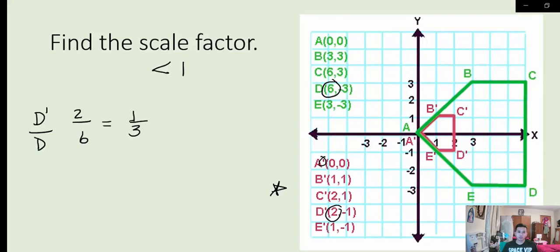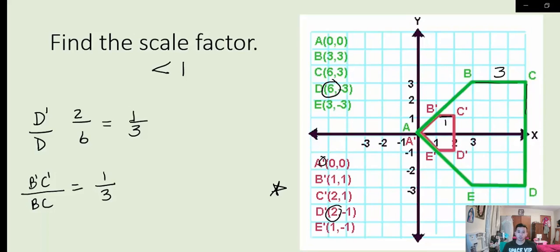So you can pause this video and check any other point that you have there. You can see BC, and then we have your CD there. Okay, so that's 3. Your BC is 3 units, and then your B prime C prime is 1. So BC is equal to, let's see, B prime C prime is 1, and BC is 3, just to double check.